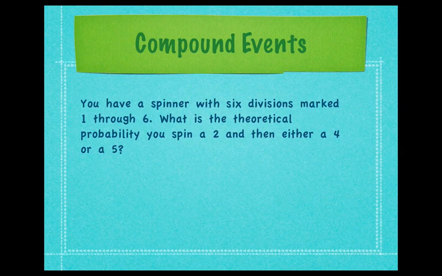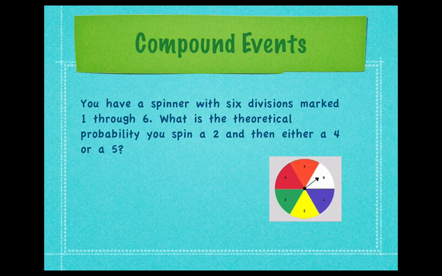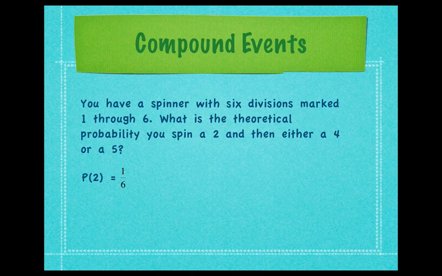We also need to take a look at compound events. For example, you have a spinner with 6 divisions marked 1 through 6. What's the theoretical probability you spin a 2 and then either a 4 or a 5? Now, this one requires that you look at a couple of different parts. You need to start by asking yourself, what's the probability that I spin a 2? And since there's 1 2 on a 6-spinner division, it's going to be 1 out of 6. You also need to look at the probability of getting a 4 or a 5. Since 4 shows up once and a 5 shows up once, you have 2 options. So you have a probability of 2/6.